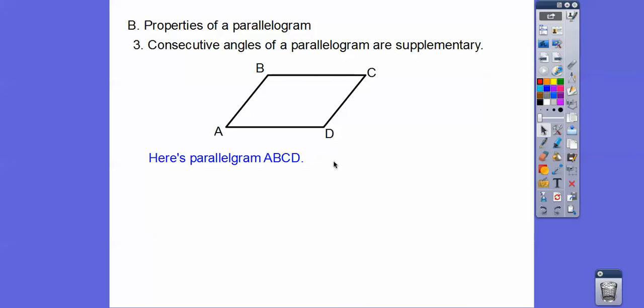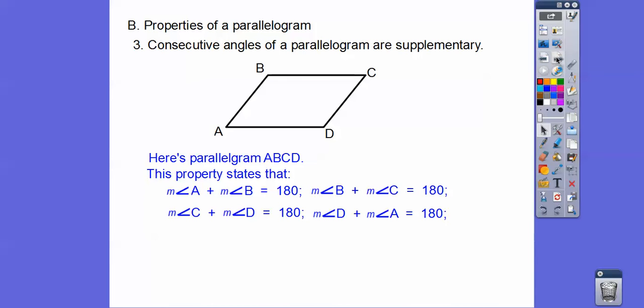It might go counterclockwise, it doesn't matter. What this means is consecutive angles are next to each other. They're not the opposite angles. So like A and B, these are supplementary. So are B and C. So are C and D. So are A and D, or D and A. Supplementary means they add up to 180.